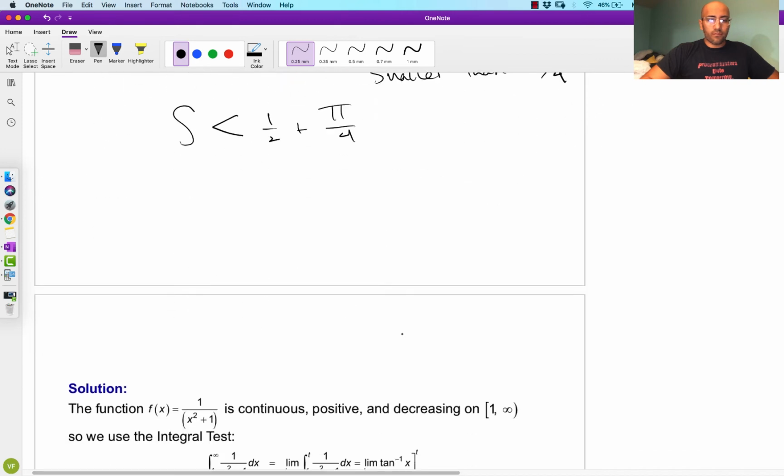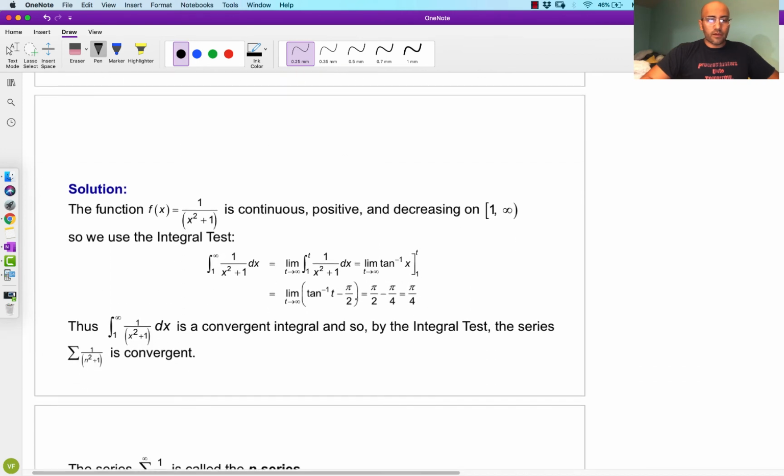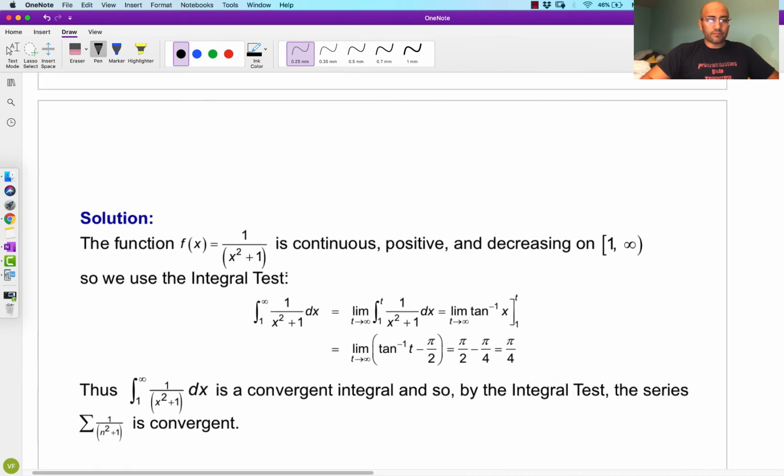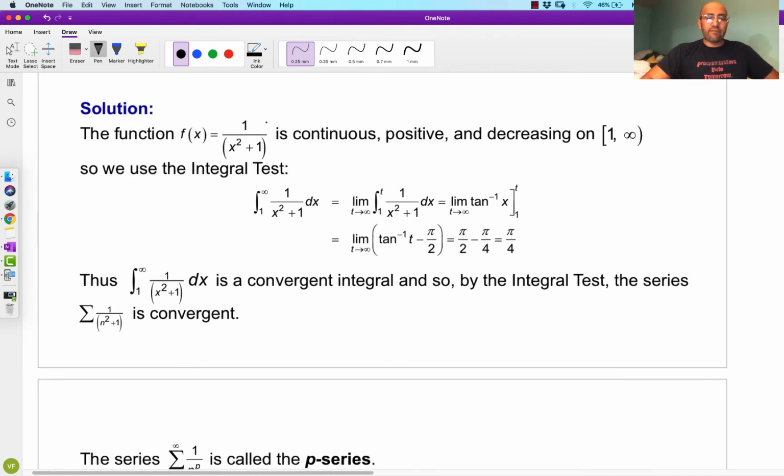Good. All right. Let's see what the author did here. Same thing. The function f of x equals 1 over x squared plus 1 is continuous, positive, and decreasing on 1 to infinity. So we use the integral test to show that the integral from 1 to infinity of 1 over x squared plus 1 dx is equal to the limit as t goes to infinity of the integral from 1 to t of 1 over x squared plus 1.